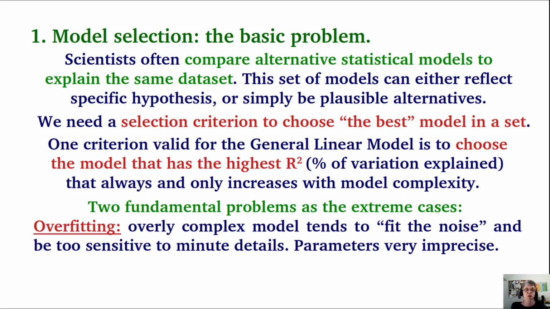One is the problem of overfitting, that is, ending up with an overly complex model that tends to fit the noise, that is the variation, and that is too sensitive to minute details in the data. As a result of having too many parameters, these parameter estimates are very imprecise, and predictions outside of the data set that was used to build the model are often nonsensical.